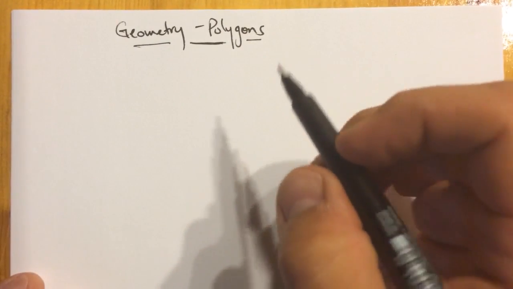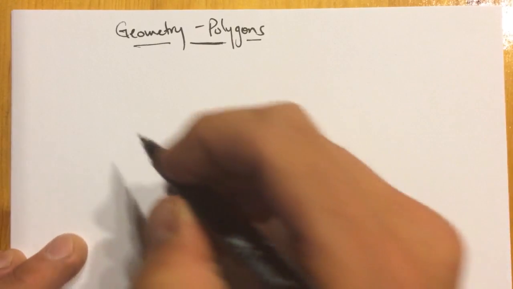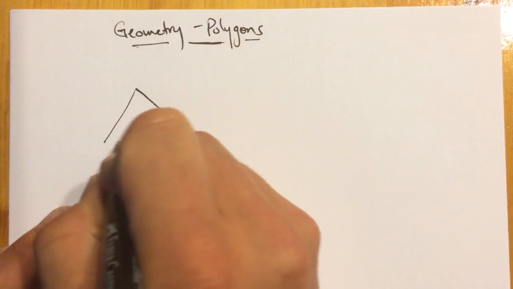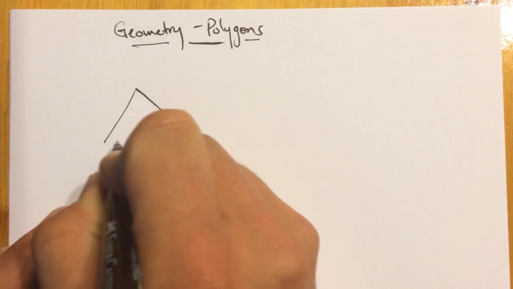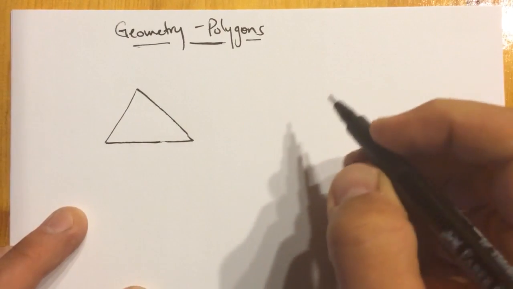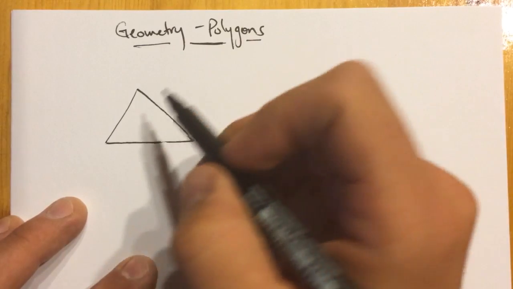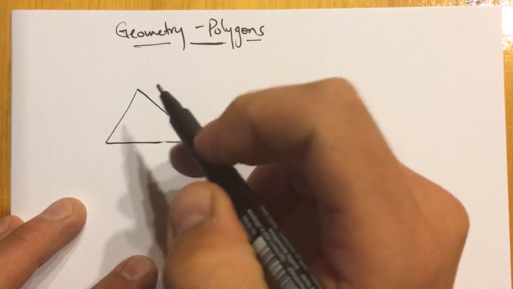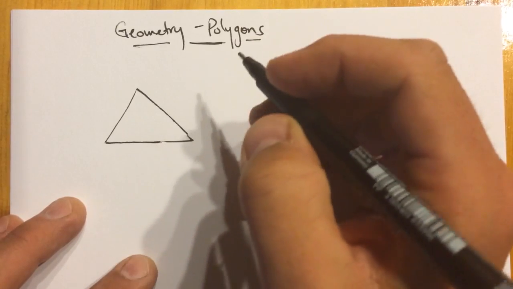This is the second video for geometry, this one dealing with polygons. And we're going to look at what you already know about polygons here. This particular one, the triangle. You know that the angles on the interior, the inside angles in a triangle, always add up to 180 degrees.